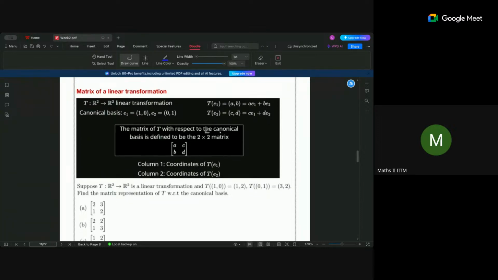So that's why the session is getting extended. Usually I try to conclude it on time, but since the delay, we will extend it maybe for some more time today. We'll try to finish this topic and we'll wind up. Okay, this is a very simple topic only.